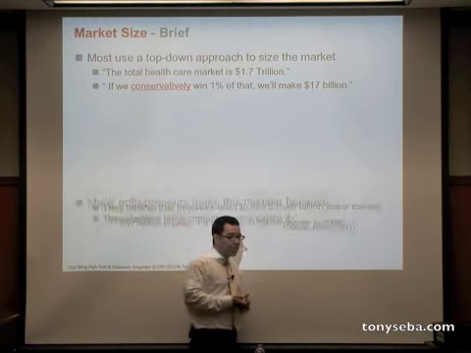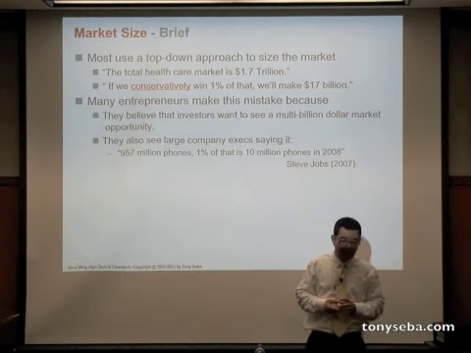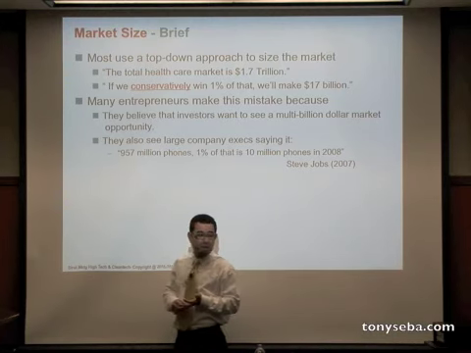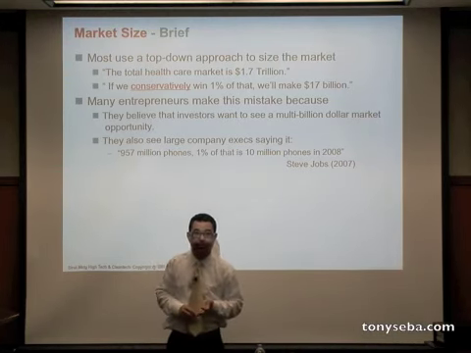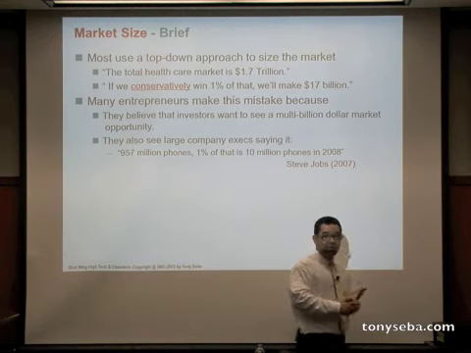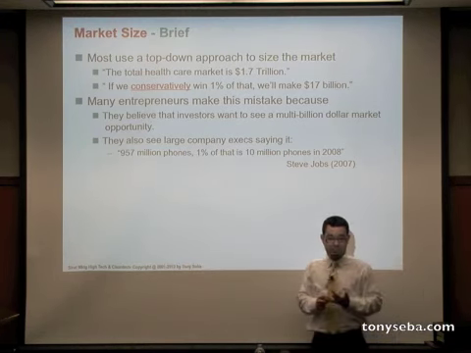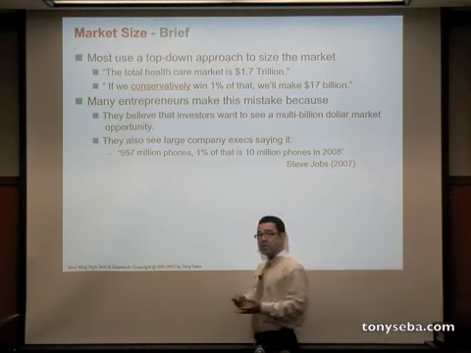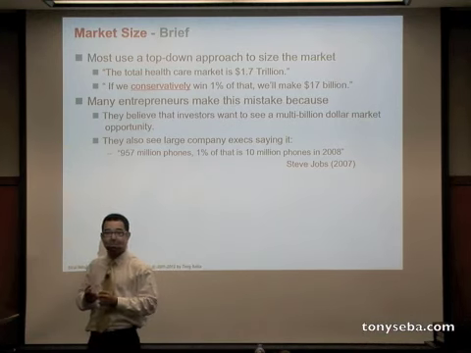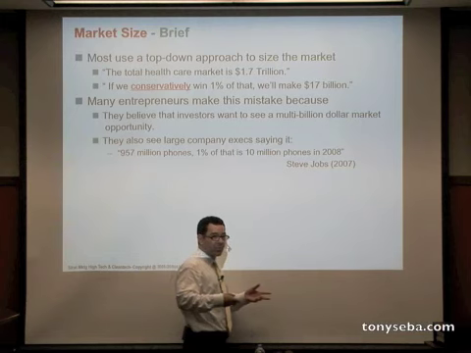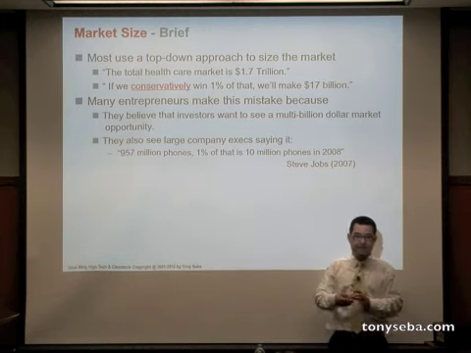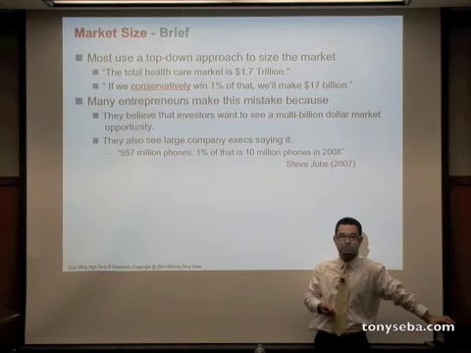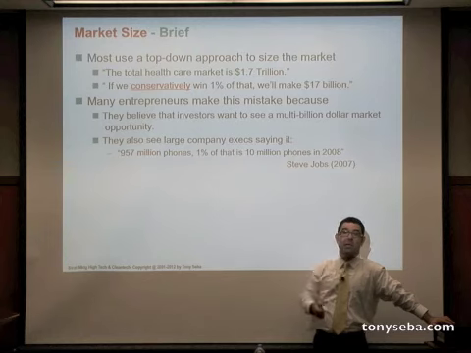Now, why do entrepreneurs do this? Because, A, they believe that investors want to see a multi-billion dollar market. And it's true. But also, B, they see large company executives doing this. You know, 957 million phones, 1% of that, we're going to do 10 million phones in 2008. Steve Jobs, right? This is before the iPhone. Why not? If it's good enough for Steve Jobs, it's good enough for me. These are multi-billion dollar companies already.